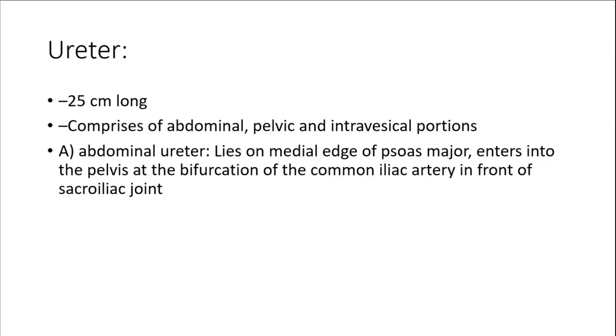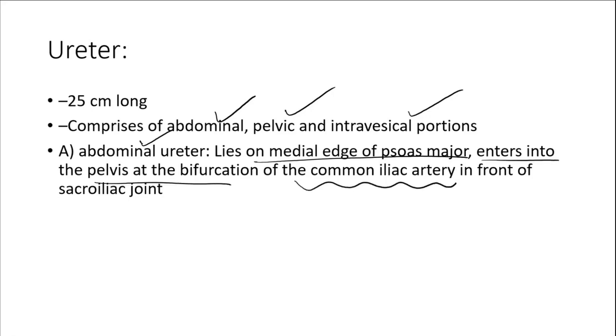Next is ureter. Ureter has different parts: abdominal ureter, pelvic ureter, and intravesical portion. So abdominal ureter lies on the medial edge of psoas major muscle, and it enters into the pelvis at the bifurcation of common iliac artery in front of sacroiliac joint.